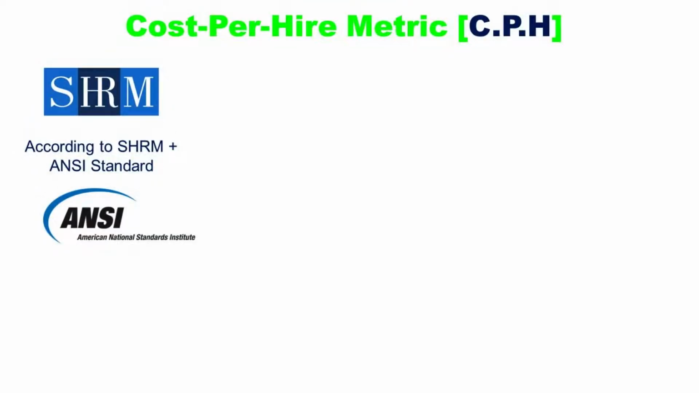The cost per hire, CPH, metric shows how much it costs the company to hire new employees. This also serves as an indicator of the efficiency of the recruitment process. Cost per hire can be time-consuming to work out. There used to be a huge variation in how companies calculated this metric until the Society of Human Resource Management and the American National Standards Institute agreed on a standard formula to calculate cost per hire.